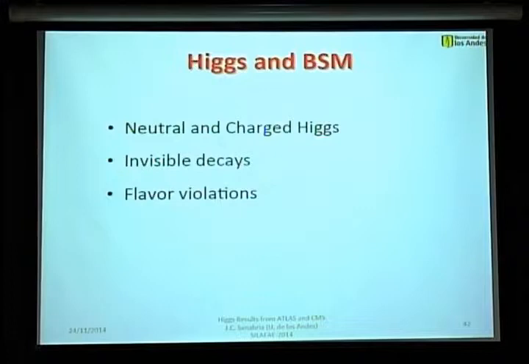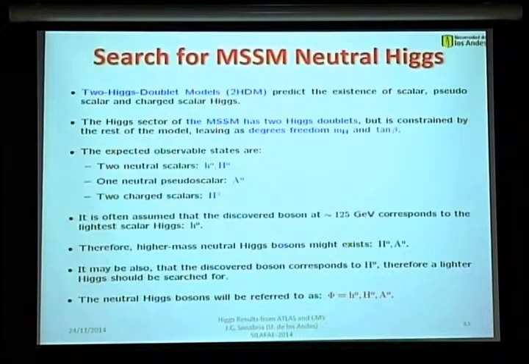Higgs and BSM: neutral and charged Higgses, invisible decays, flavor violations, all those topics mentioned in previous talks. The search for minimal supersymmetric standard model neutral Higgses. The simplest scenario is the 2 Higgs doublet models. The minimal supersymmetric standard model could be seen as that, but it's not only that because it has the rest of the supersymmetric states, so it restricts the degrees of freedom of the Higgs sector.